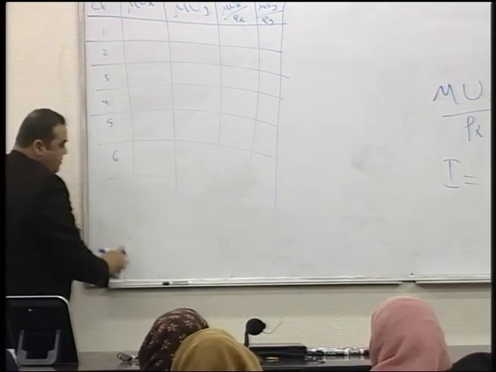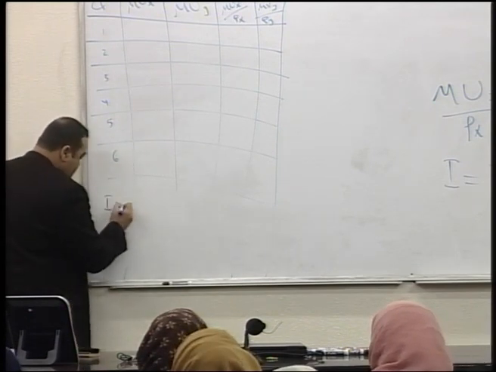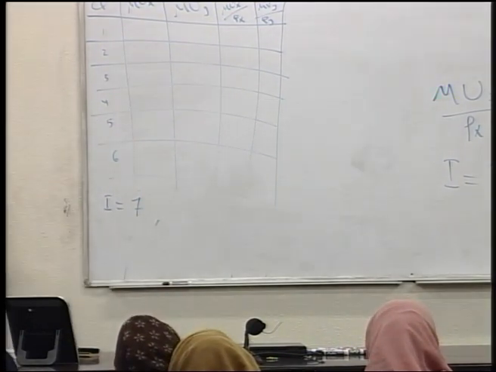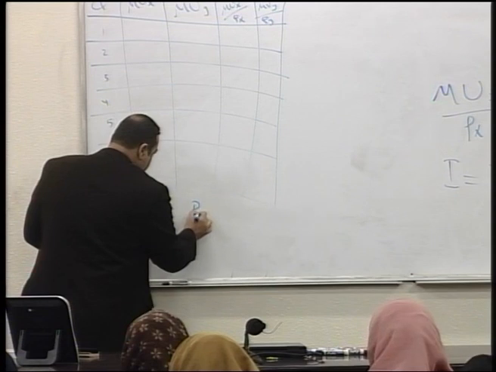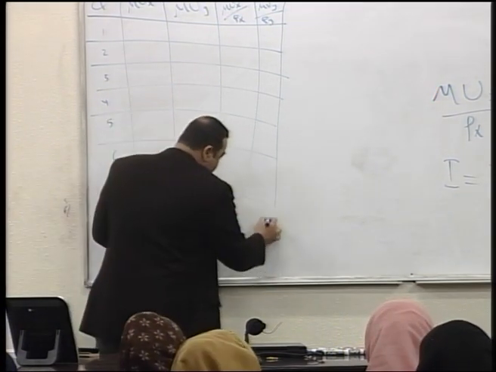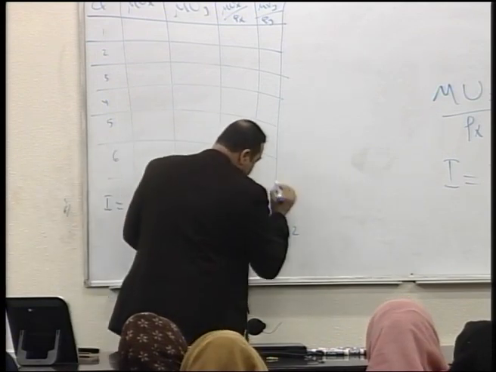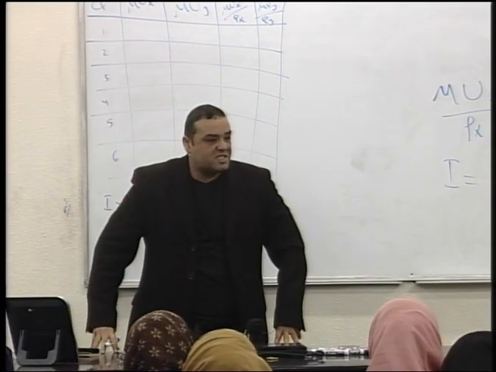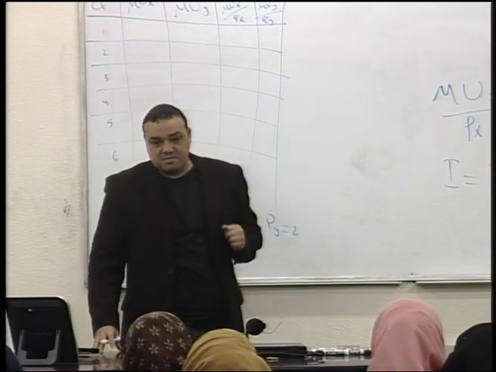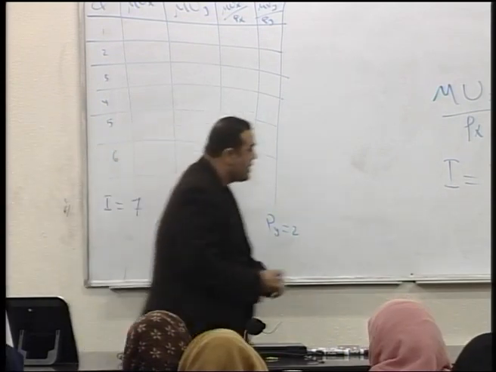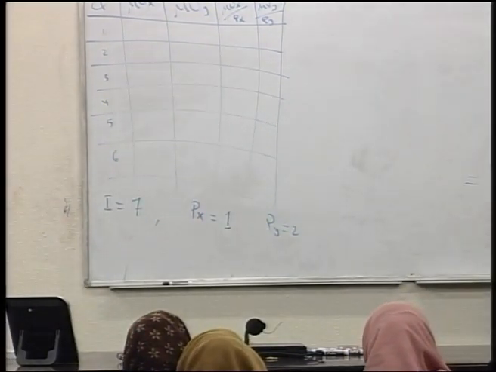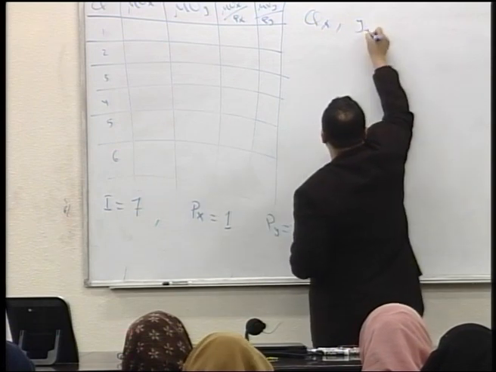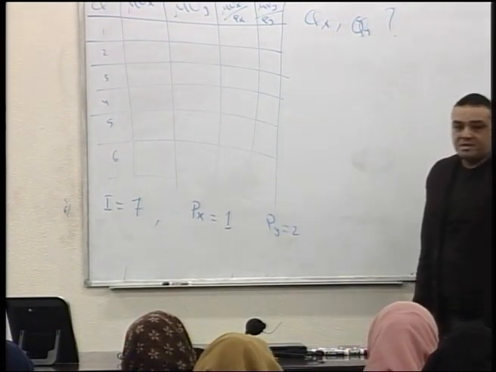If the consumer's income equals 7, and the price of X equals 1, and the price of Y equals 2, what are the equilibrium quantities of X and Y that maximize the consumer's utility? So calculate QX and QY that maximize the consumer's total utility.